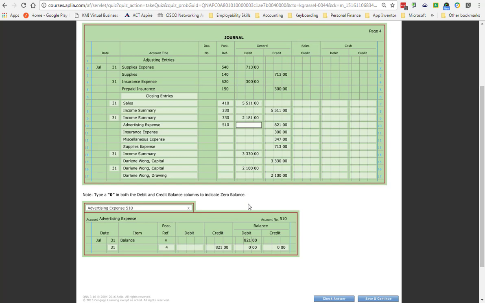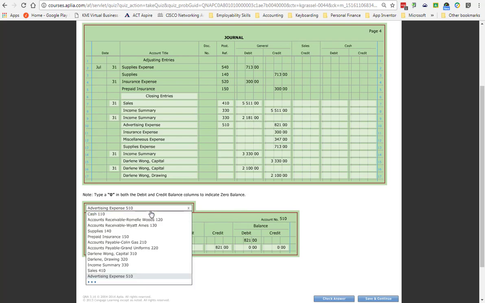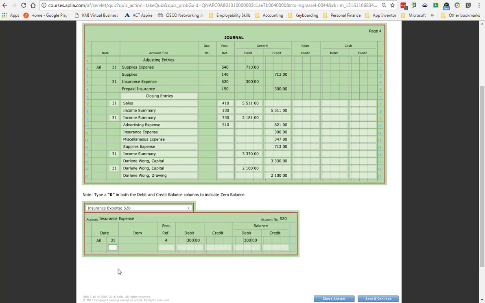Once you have posted advertising expense, you should do the same thing to insurance expense. So I'll open up that ledger account, insurance expense, put the date of the 31st, post reference of 4. Insurance expense is being credited $300. It previously had a debit balance of $300, so now it has a balance of 0. So I must put a 0 in both the debit and credit columns according to the directions. And I put my account number 520 back up on top.